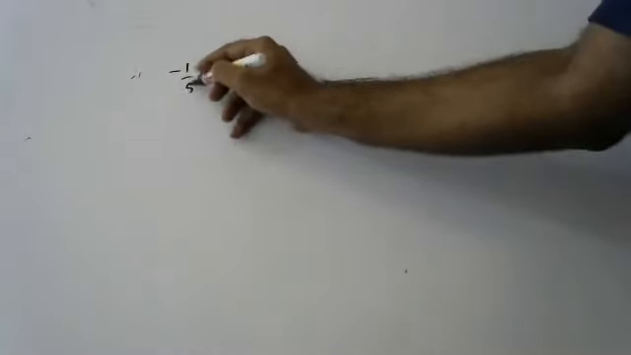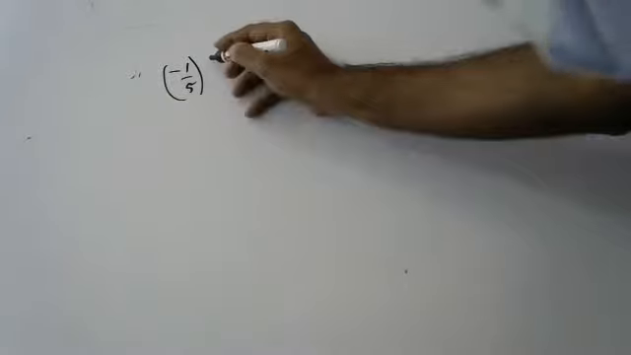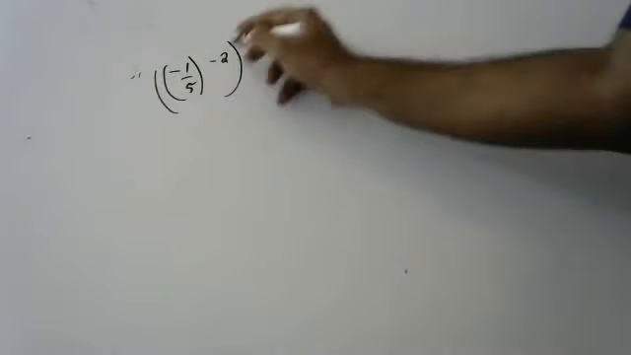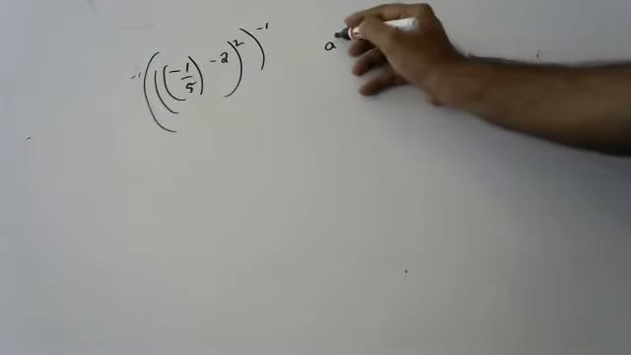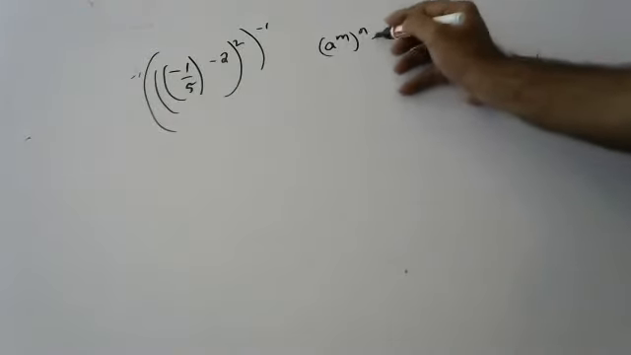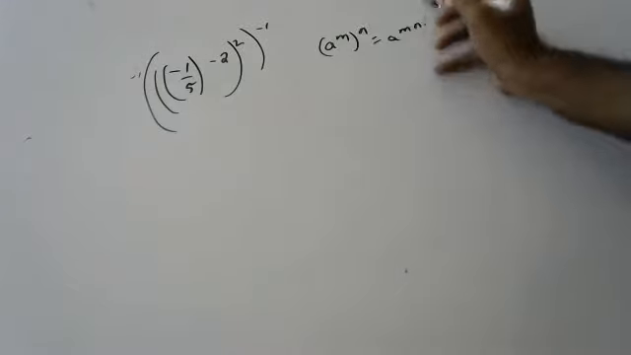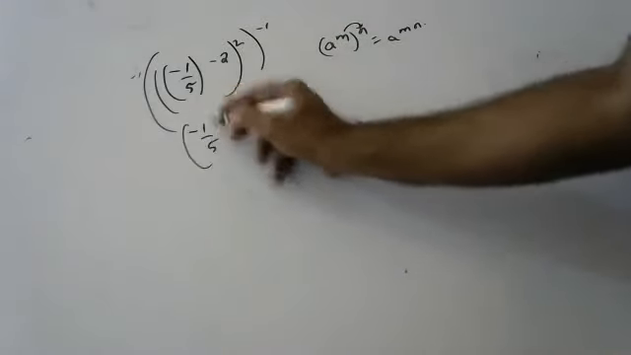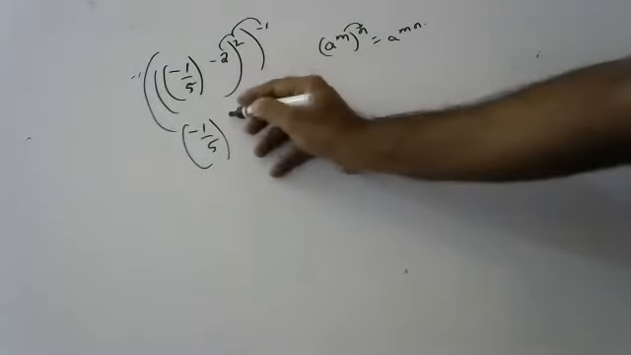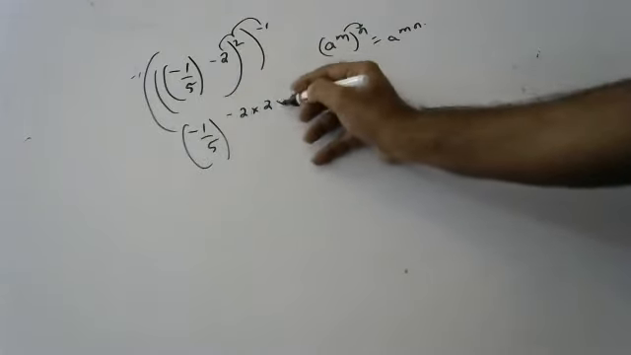Minus 1 by 5 to the power of minus 2 to the power of 2 to the power of minus 1. Children, a to the power of m whole to the power of n, we can write as a to the power of m n, we can multiply this. So in the same way, minus 1 by 5, all these powers we can multiply: minus 2 into 2 into minus 1.